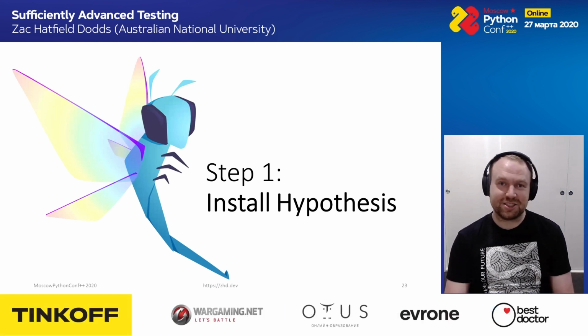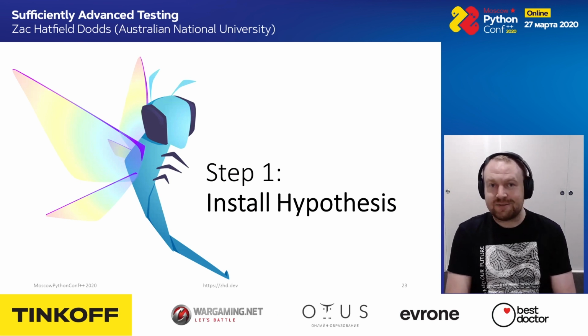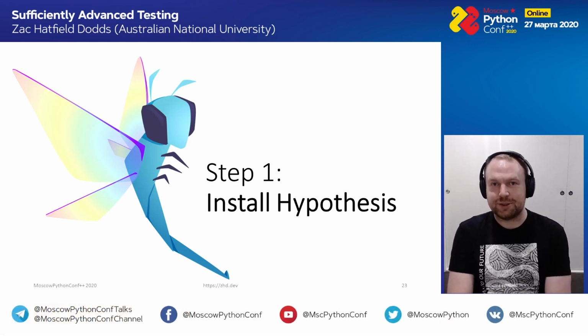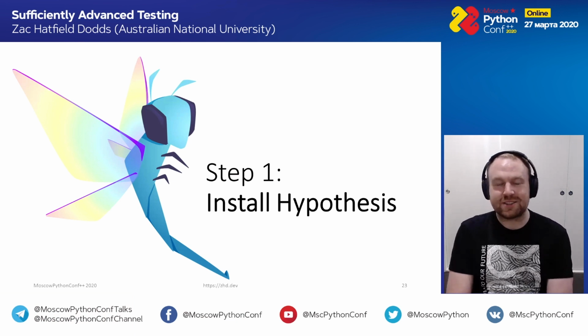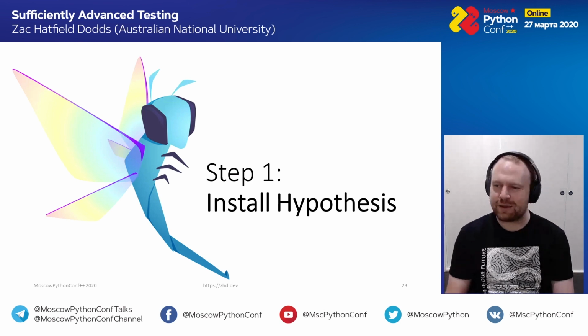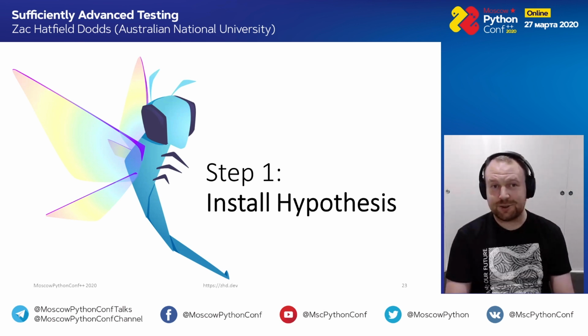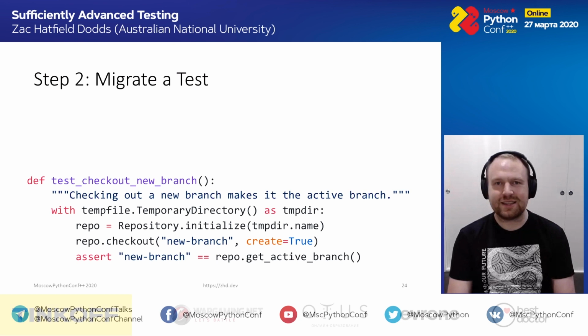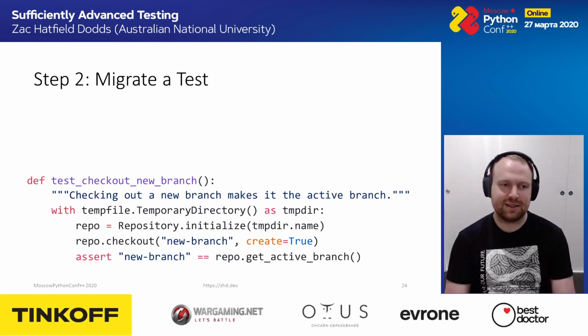That one's pretty easy. You just pip install Hypothesis or conda install Hypothesis. Hypothesis is released very frequently. We average a new version every few days, and every pull request is automatically released as a new version. So if you contribute a bug fix or a new feature to Hypothesis, you never have to wait more than about half an hour for that to be available. Once you've installed Hypothesis, step two is to migrate an existing unit test.